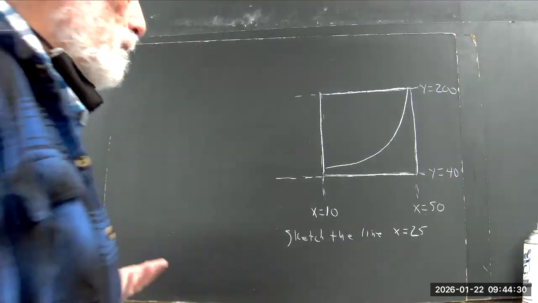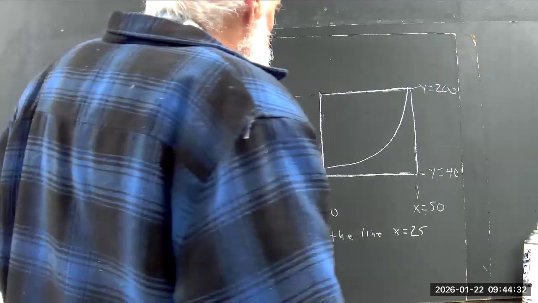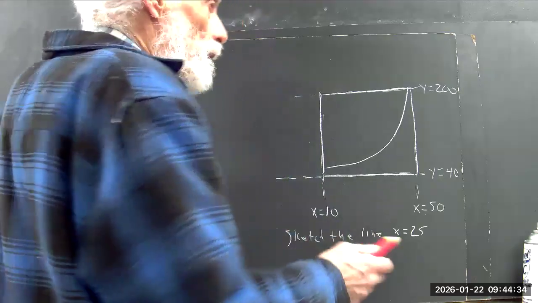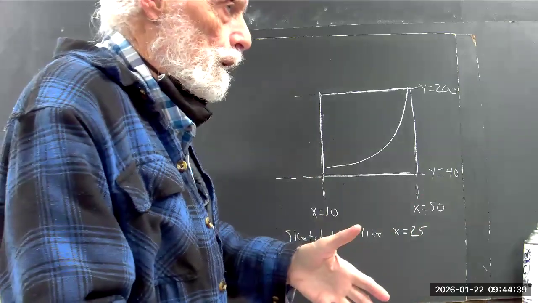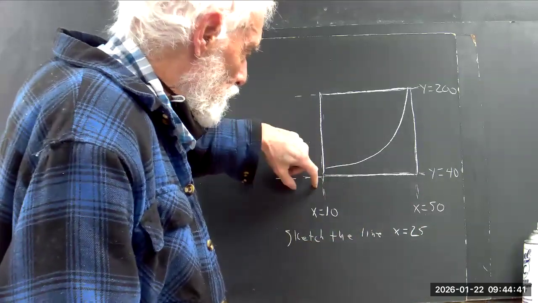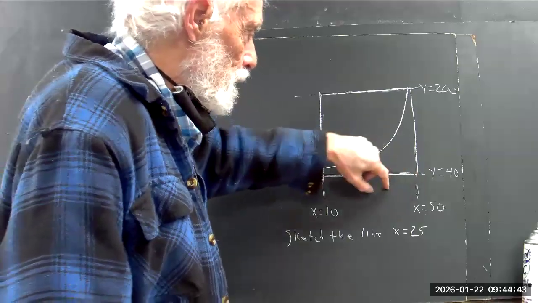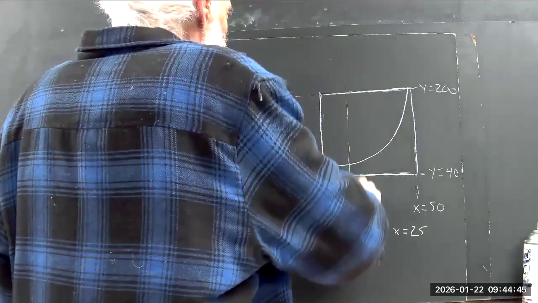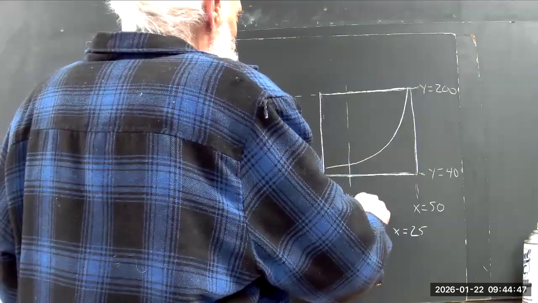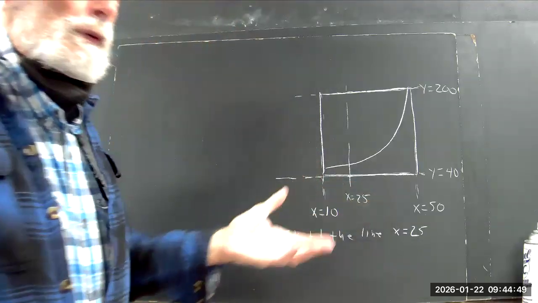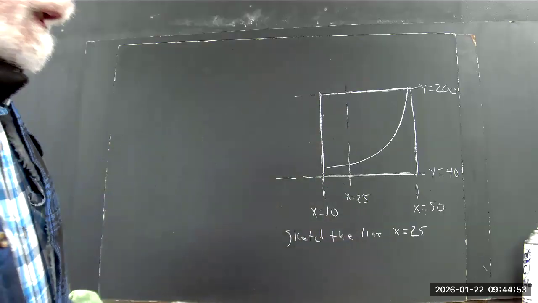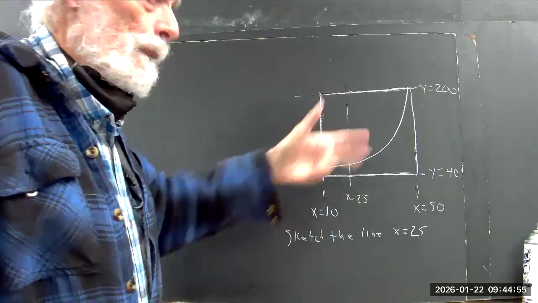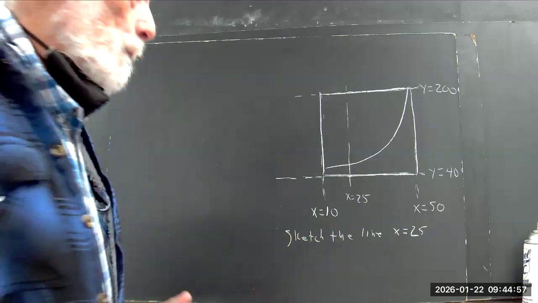Now, where's 25? Well, from 10 to 25, it's 15, right? And from 25 to 50, it's 25. So the distance from this line is going to be less than the distance to this line. So you can say, okay, maybe about here. Maybe that's where x equals 25, right? That's not totally accurate. I think it's too close here, but it's okay for our purposes.